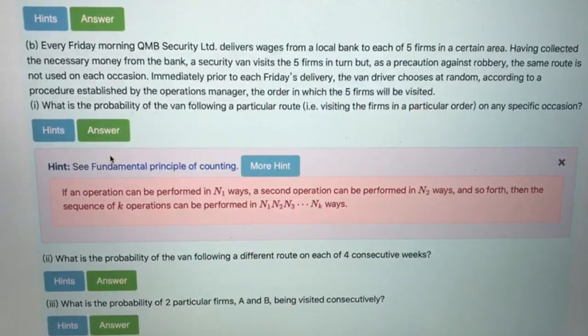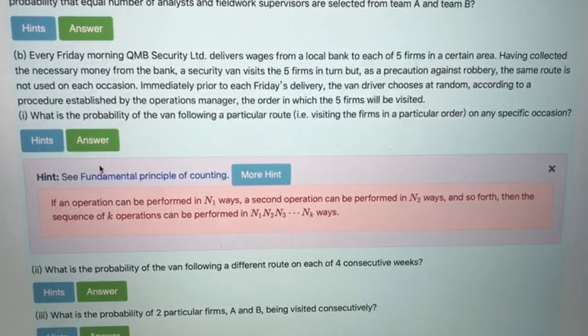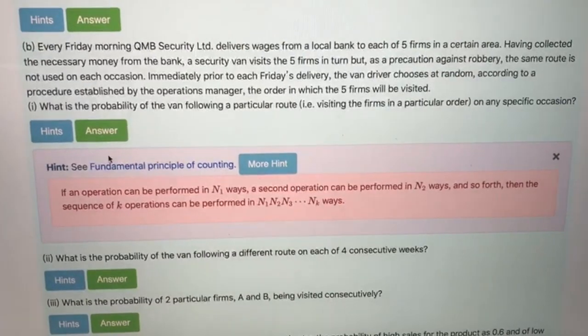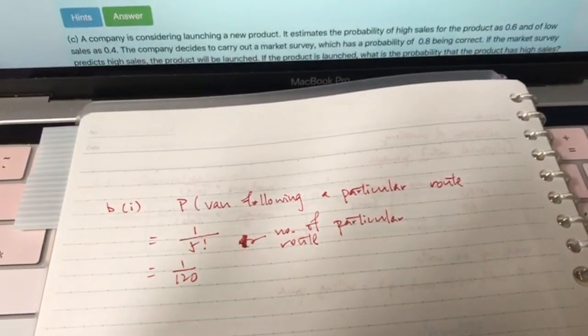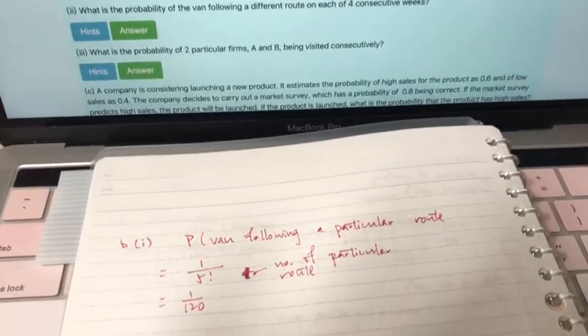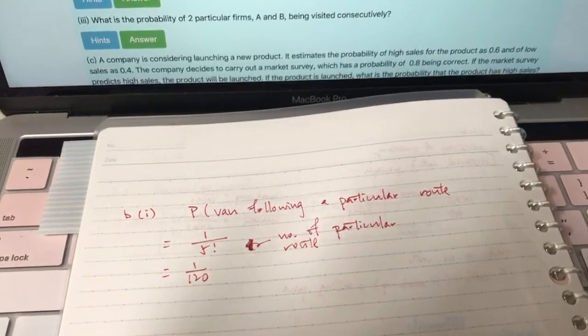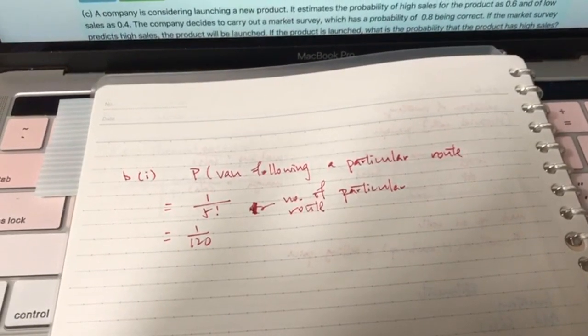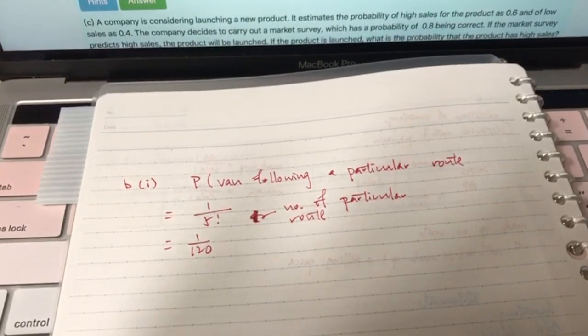Since the security van needs to visit the 5 firms in turn every day but with different routes, the number of particular routes is 5 factorial, which is 120. And since it is asking the probability of the van following a particular route on any specific occasion, the answer of B1 is 1 over 120.